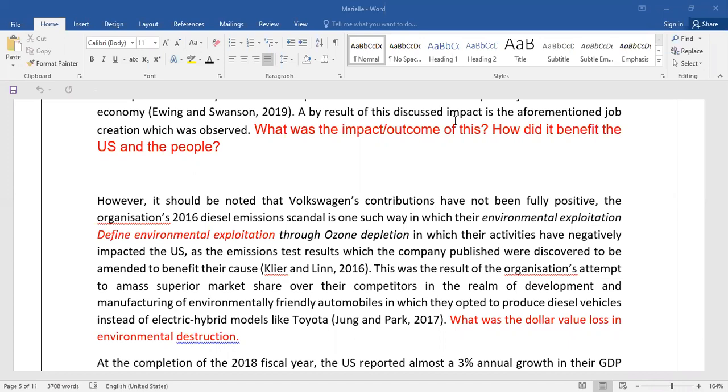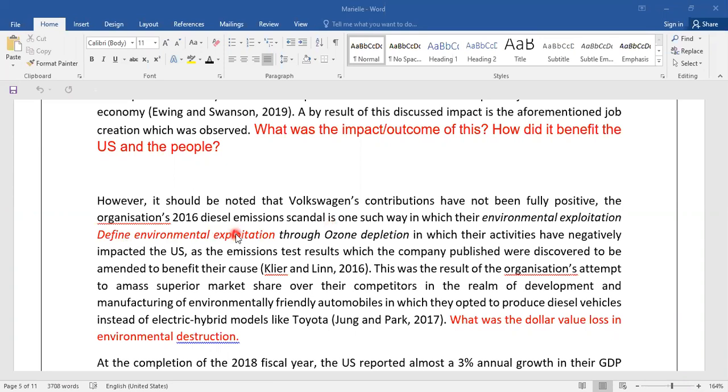We are moving on to negative impacts on the US. Mariel argues that Volkswagen's contributions have not always been positive. In 2016, a diesel emissions scandal. I'm not sure if you remember, this was widely discussed around the world. Volkswagen was accused of falsifying their emission levels, and it was discovered that the company had understated its emission levels from its vehicles.